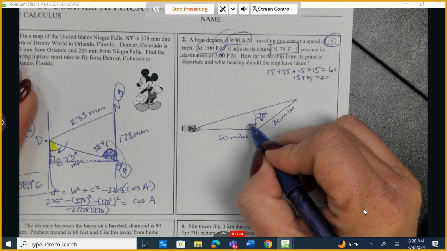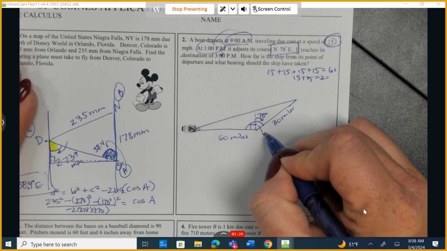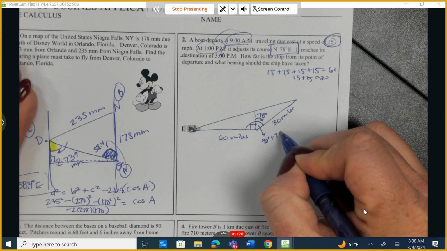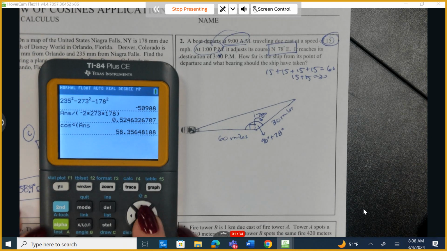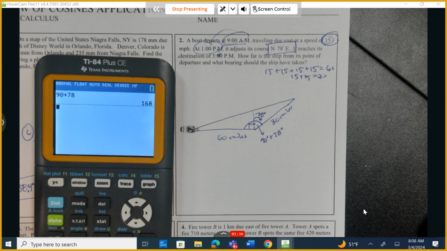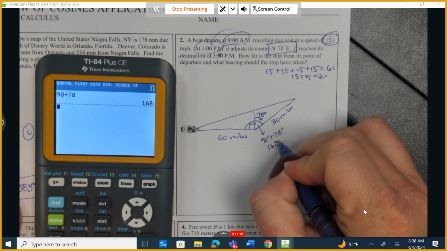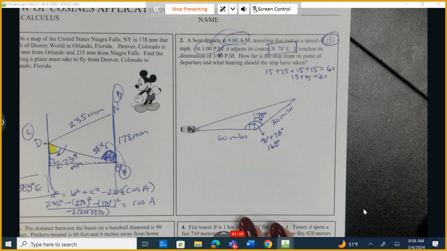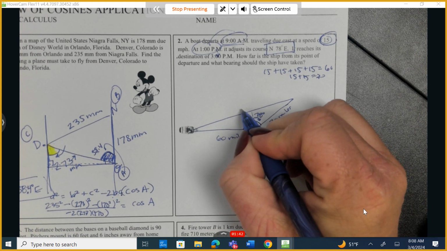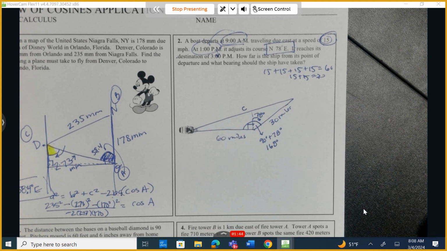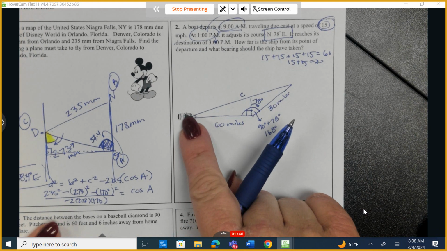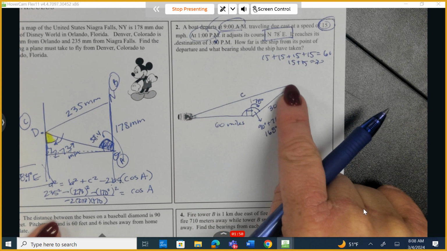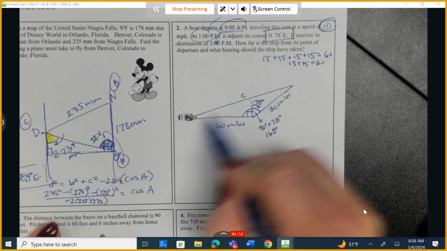So what is this particular angle? This angle is 90 degrees plus 78 degrees. So let's put that down on our paper. We can easily do this in our head to get 168 degrees. That is that angle. We want to know what is this part, and I'm just going to call this C. You could call it any letter that you wanted, but one of the questions is how far is the ship from its original point when it gets to its destination? So how far is it?